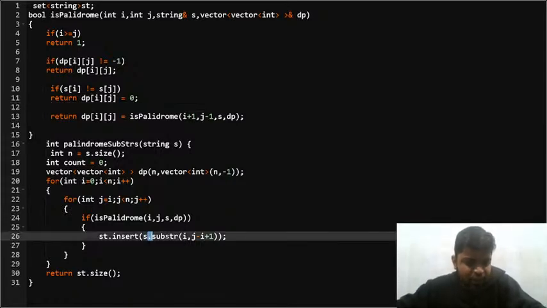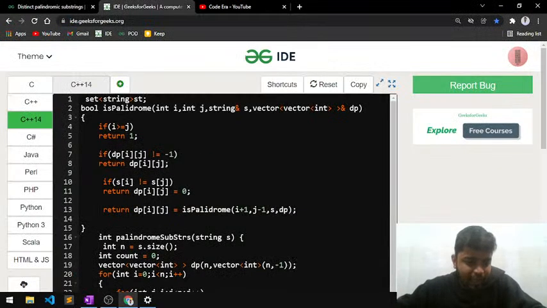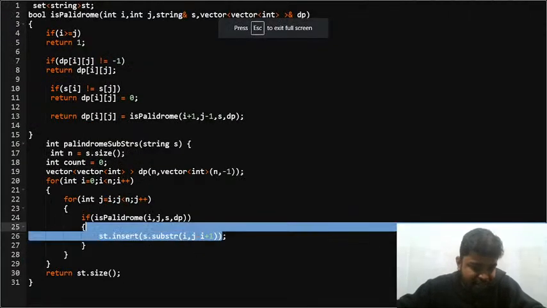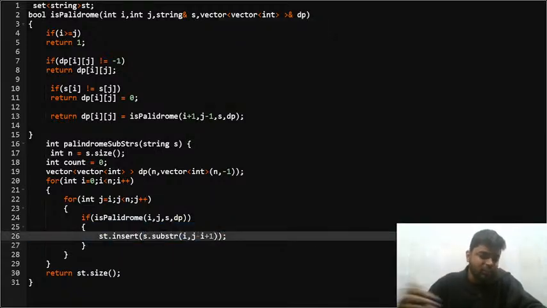This is nothing but I'm generating all the substrings, right? I'm checking for all the substrings, right? So this is what I'm doing. I'm storing all the substrings in the set, right? And the implementation of the substring function might differ from language to language.